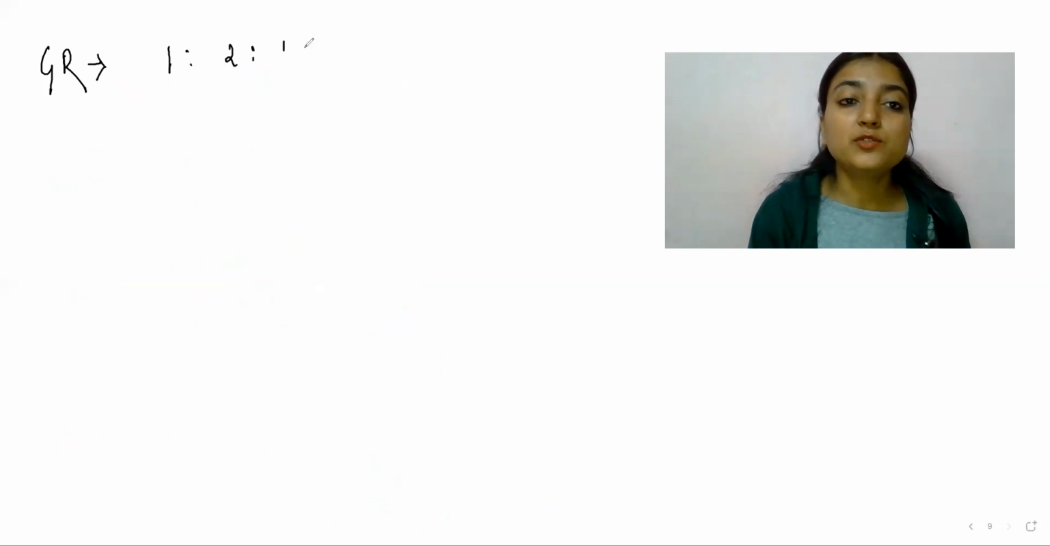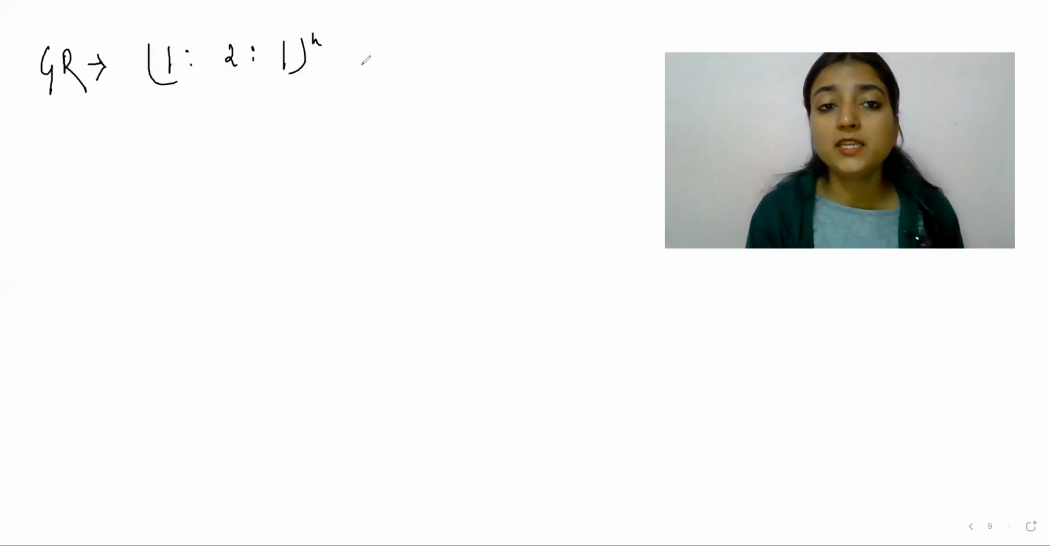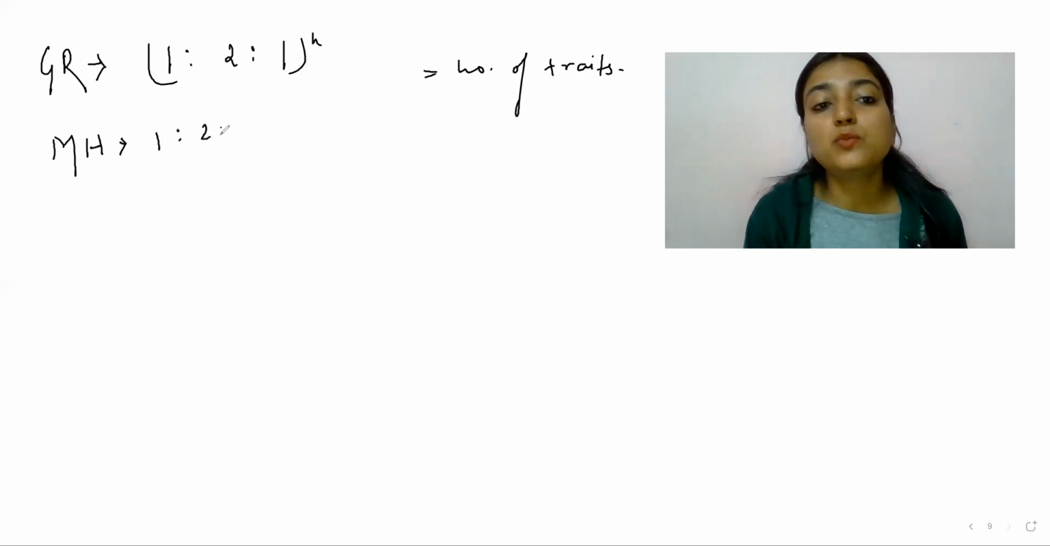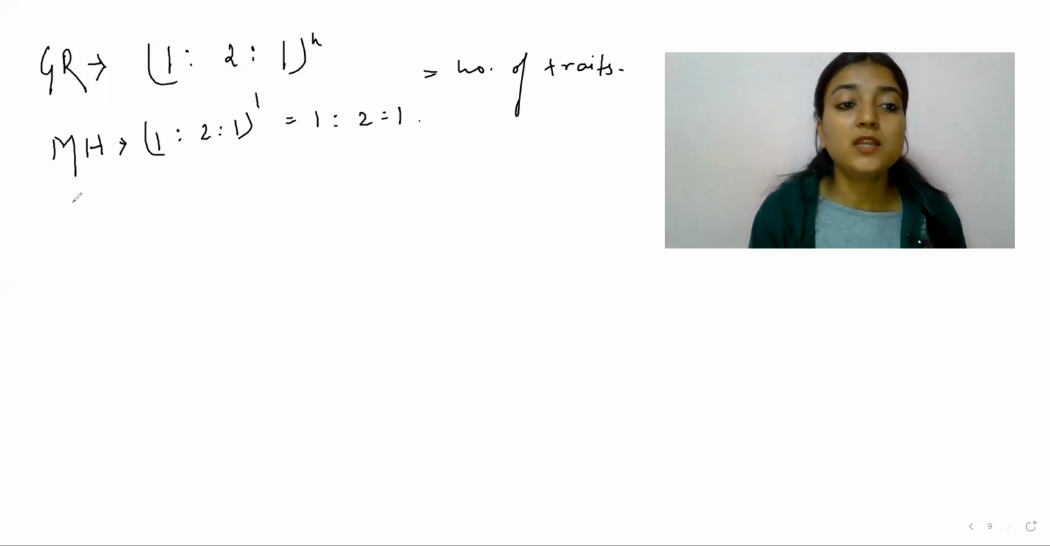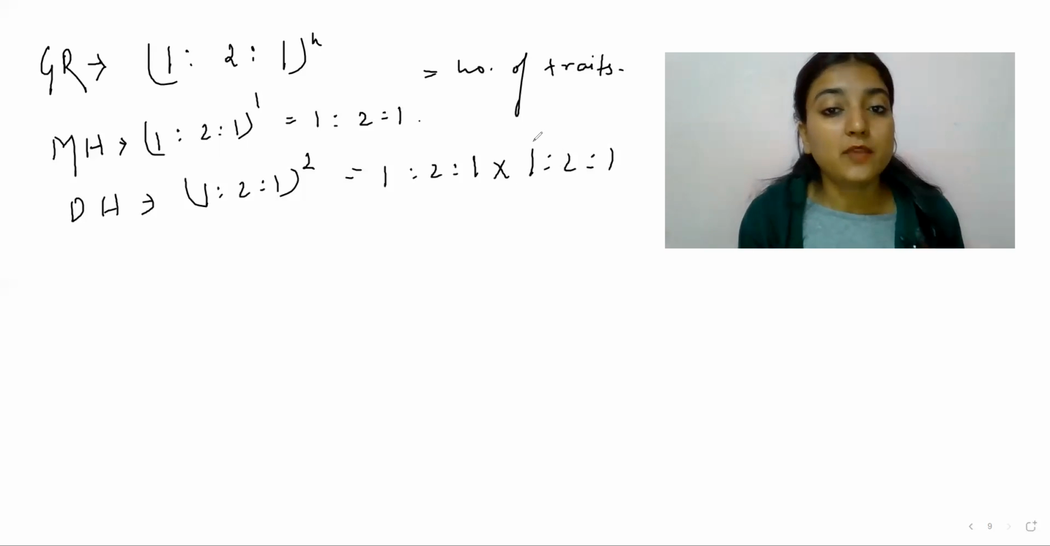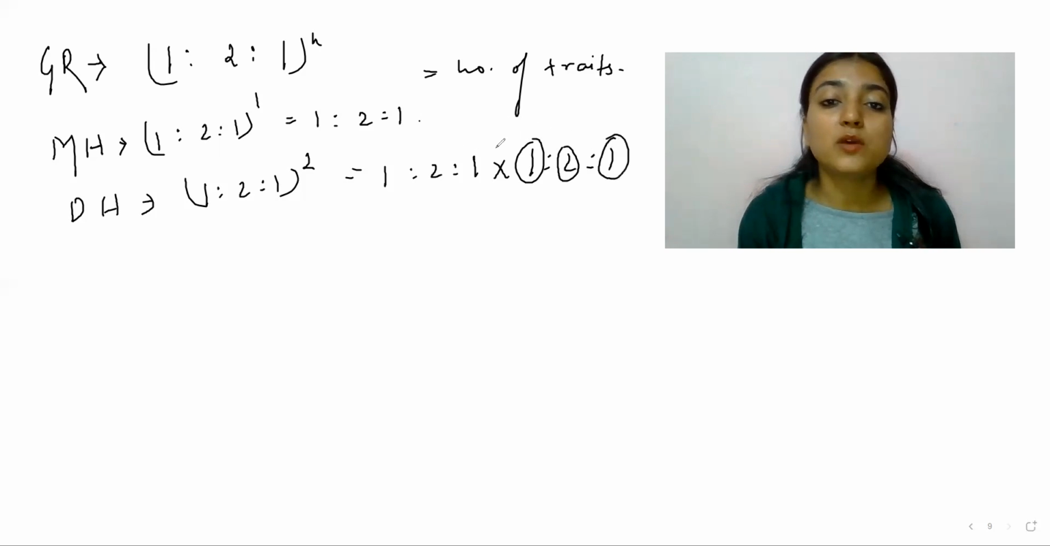Okay, now we will study the genotypic ratio, how to calculate it. So the formula is 1:2:1 to the power n, where n is again the number of traits or characters being taken. So first is the monohybrid cross. Again, it will be 1:2:1 to the power 1, which will be the same 1:2:1. In a dihybrid cross, it will be 1:2:1 to the power 2, which will be 1:2:1 multiplied by 1:2:1. The formula of multiplying is the same. This 1 with all the 3 numbers, this 2 with all the 3 numbers is multiplied, and again this 1 with all the 3 numbers.